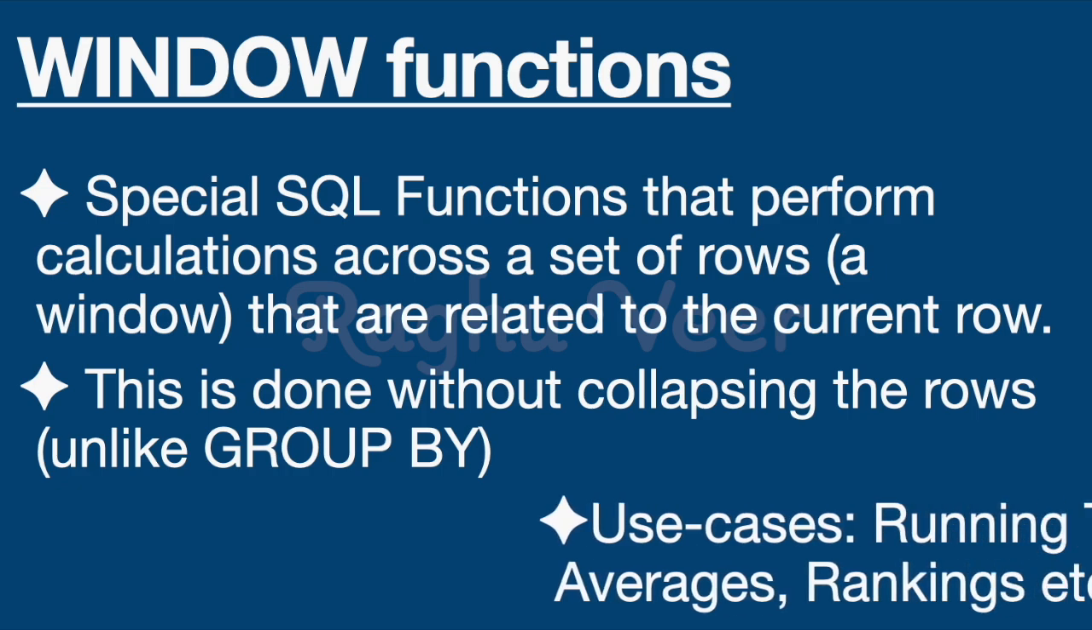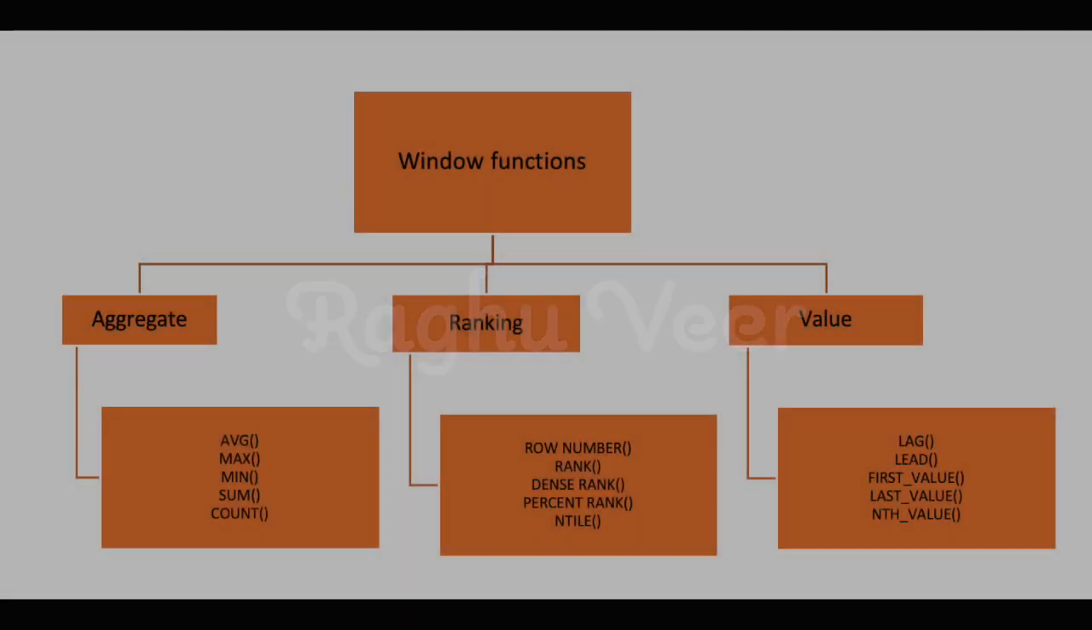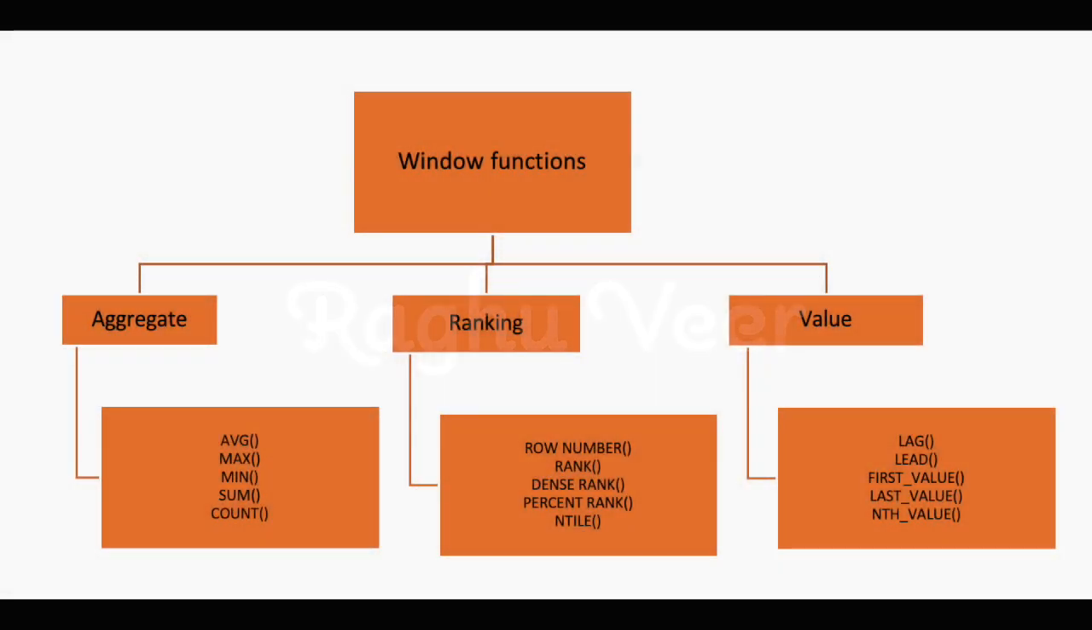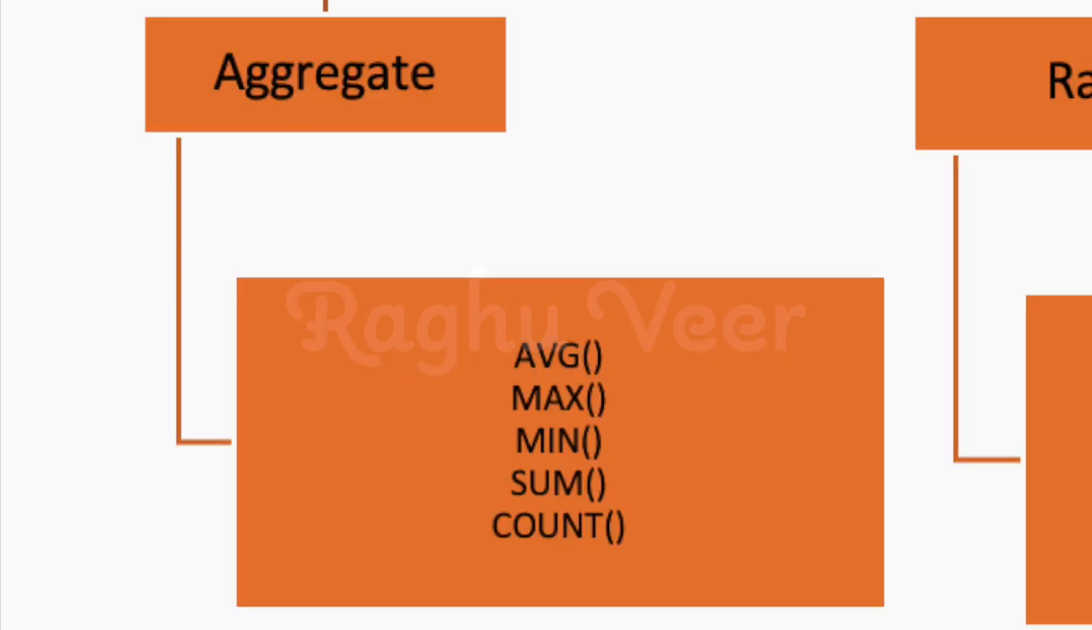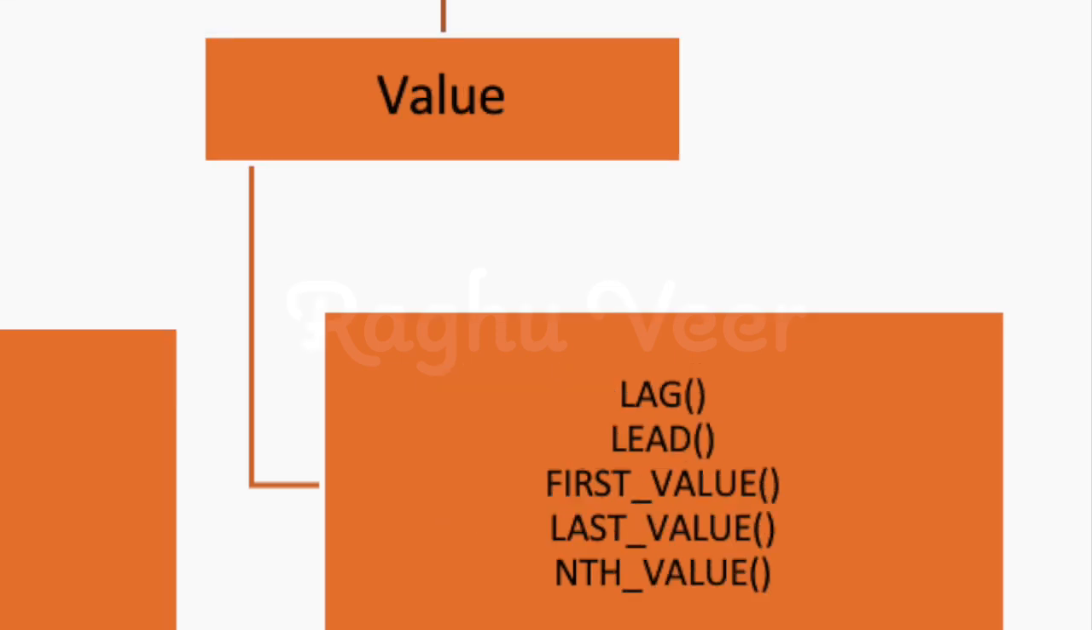We use these window functions for calculating running totals, moving averages, rankings, and so on. Now we have different types of window functions like aggregate functions, ranking functions, or functions based on value. The aggregate functions are average, max, min, sum, count. Ranking functions are row number, rank, dense rank, percent rank, and NTILE. And functions based on value are lag, lead, first value, last value, nth value.